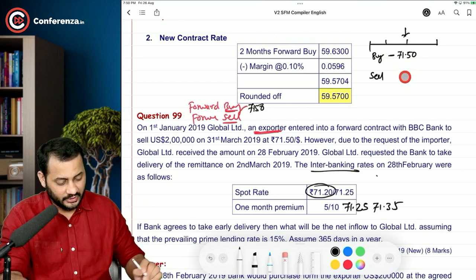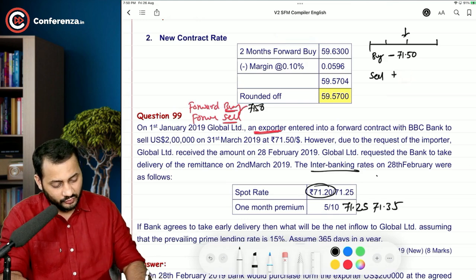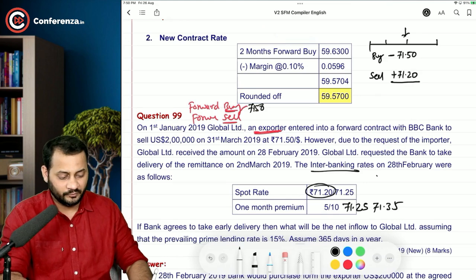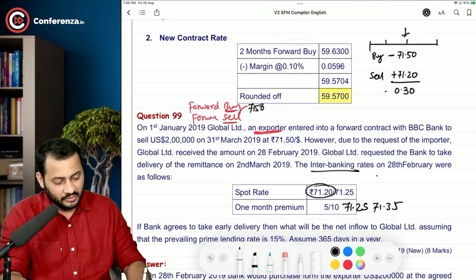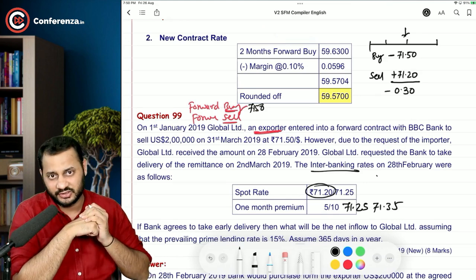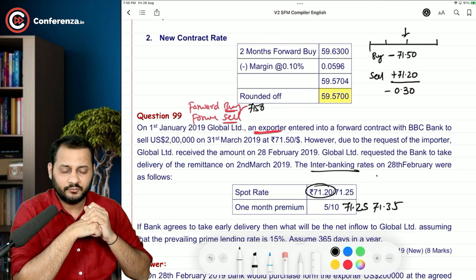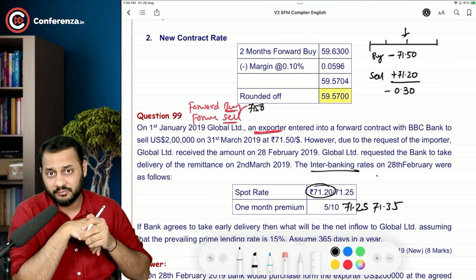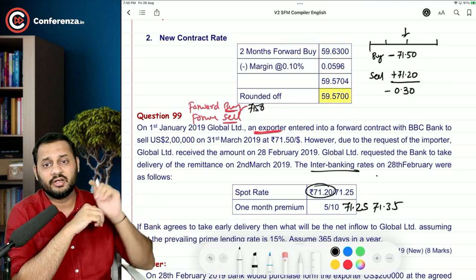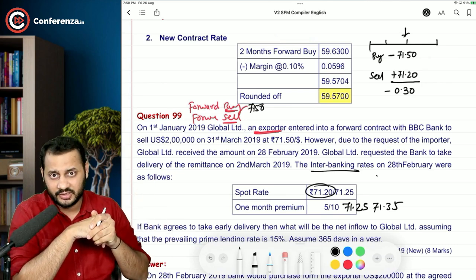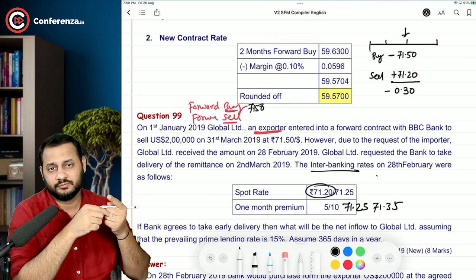Which rate will be applicable? 71.20. So how much amount did we receive? 71.20. What is the loss in this case? 30 paisa per dollar is the loss in this case, which will be recovered. Okay, sir. At the same time, we covered the cover contract. We swapped the cover contract with an opposite contract.